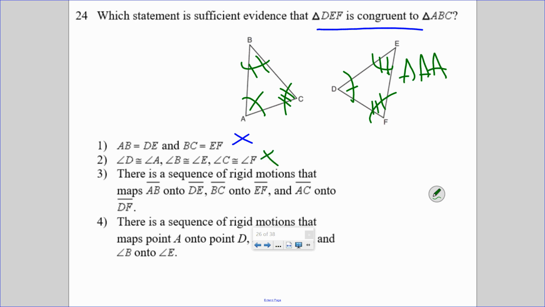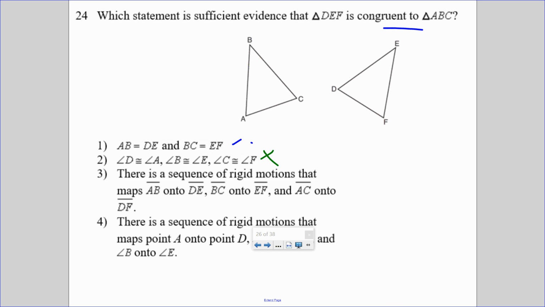So that's not it. There's a sequence of rigid motions. That's one way to prove triangles are congruent. That maps AB onto DE. Yeah, those correspond. BC onto EF. Those correspond. AC onto DF. That looks pretty good. I got side, side, side. I think that's going to work.